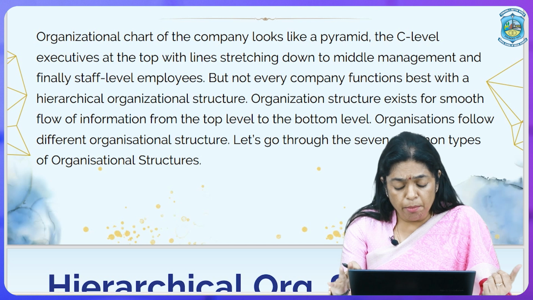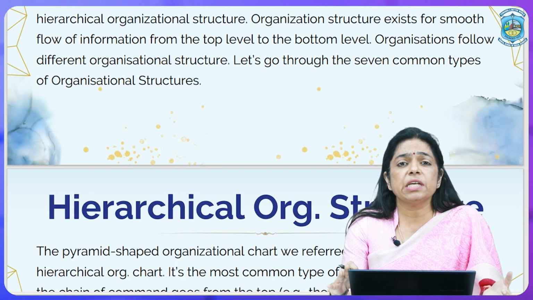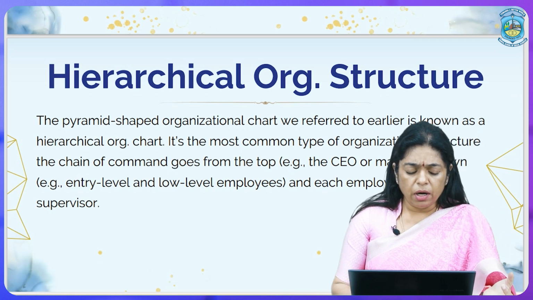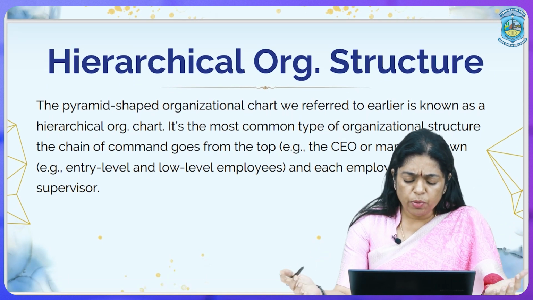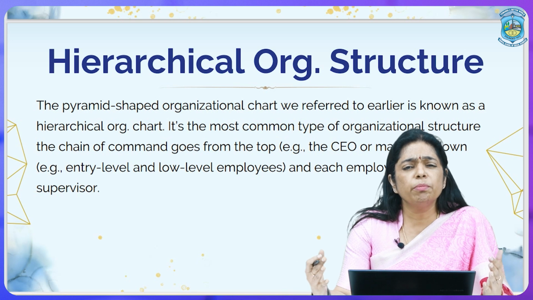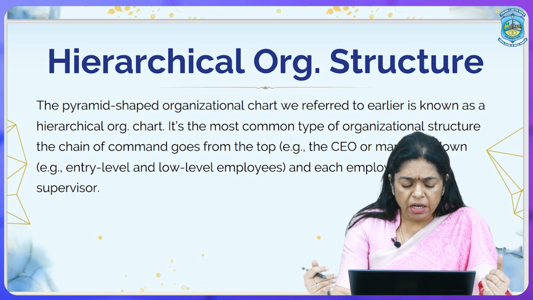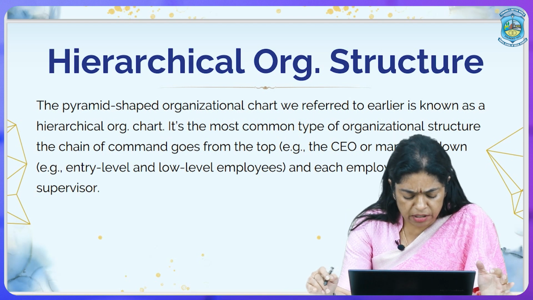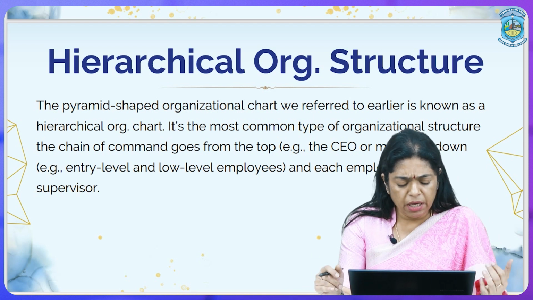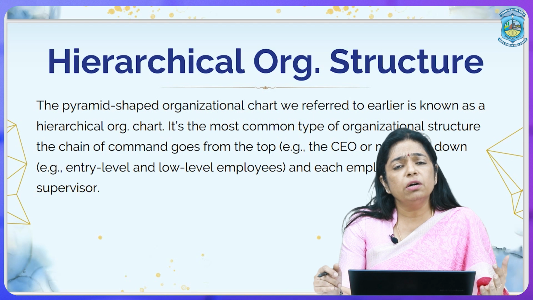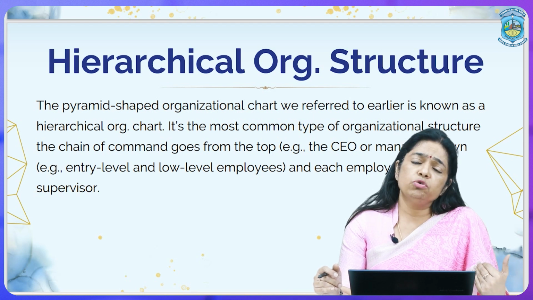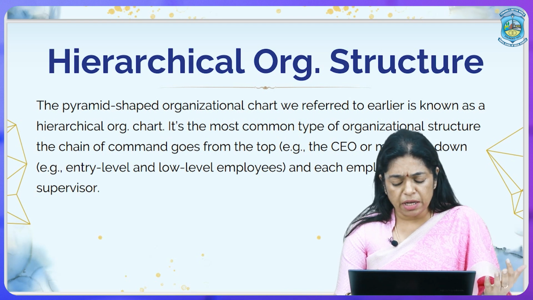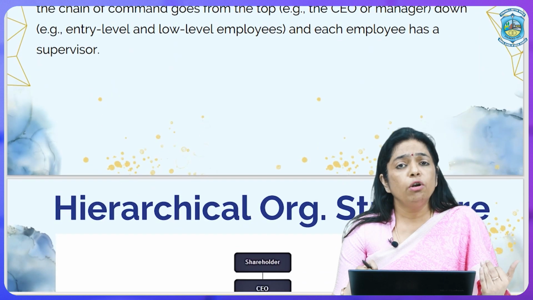So let me come back to the first organizational structure, that is the hierarchical organization structure. Every organizational structure will more or less have a pyramid like structure. Now hierarchical organization structure is the most common type of organization structure which is adopted by a company. Here the chain of command goes from the top down to the lower level. So the CEO passes on information to the managers and managers pass on information to the lower level employees.